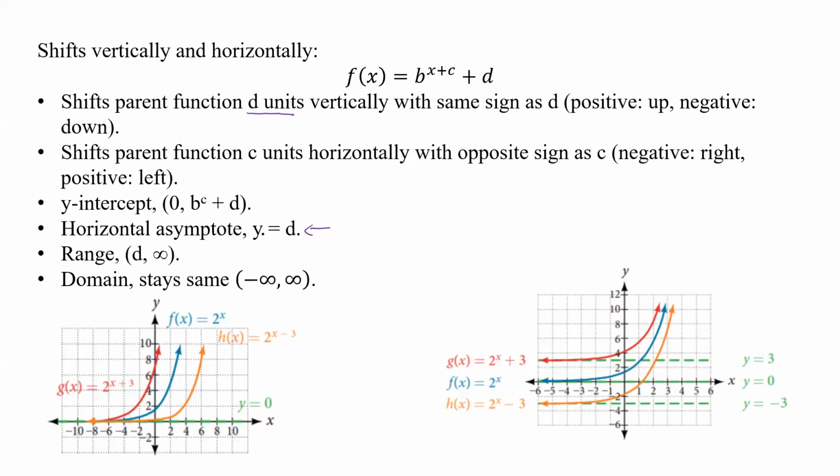Now our range is going to be based on our horizontal asymptote and also based on that d. Whatever our d is, that's going to be our lower limit, and we're still going to go up to positive infinity. That's going to be a key here. Now this is just if we don't have an a here. If we had an a here, that changes everything altogether. But if we just have b to the x plus c, then plus d on the end of it, then our range just goes from that d to positive infinity. And in all cases, our domain stays the same, from negative infinity to positive infinity.